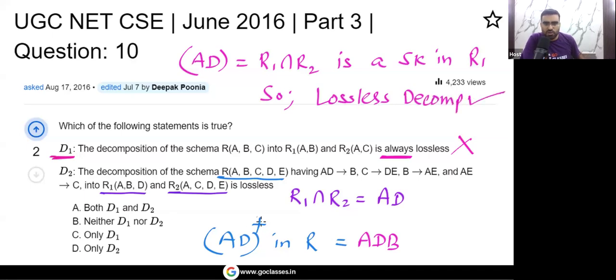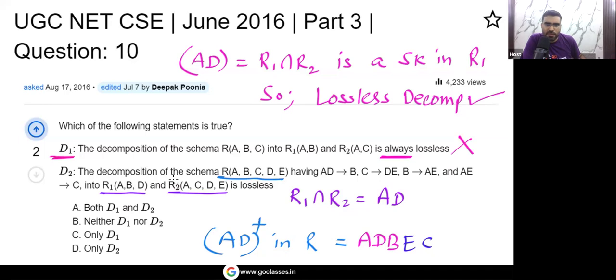Very simple. But actually, what is the closure of AD in R? That is ADB. Next, B can determine AE, and AE can determine C. So AD is actually a super key in both R1 and R2. But actually, we need a super key in only one of them.